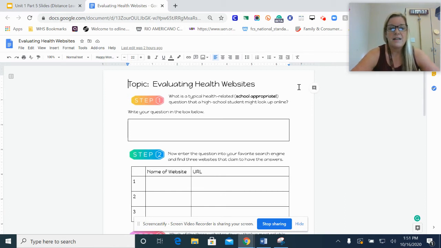Okay, there's 2 pages to this. They're both the same, so you're going to do the same thing twice. Step 1 says, what is a typical health-related and school-appropriate question that a high school student might look up online? Write your question in the first box.